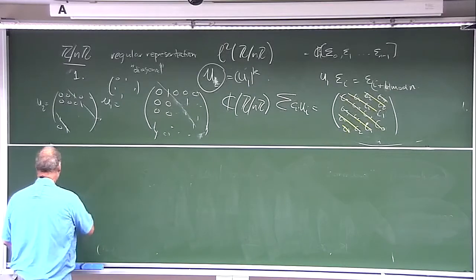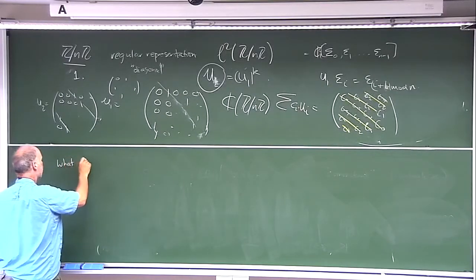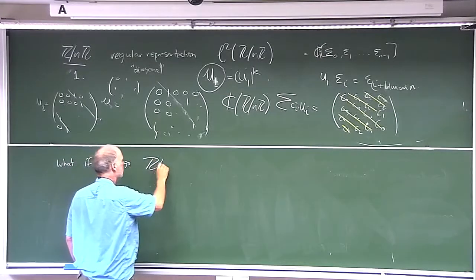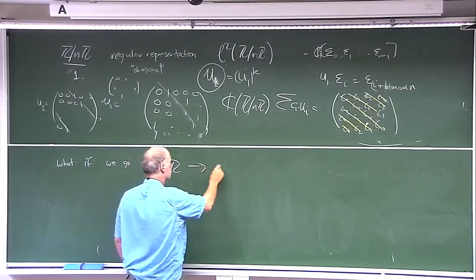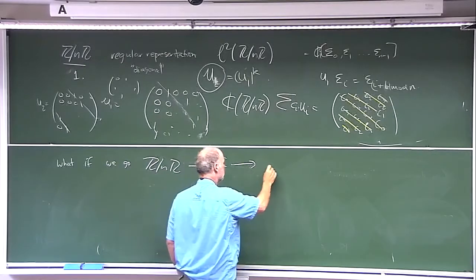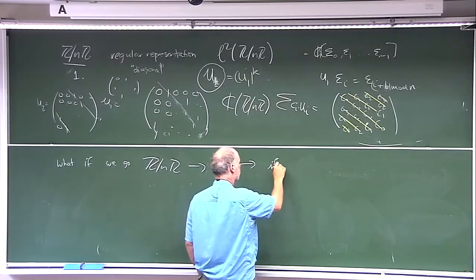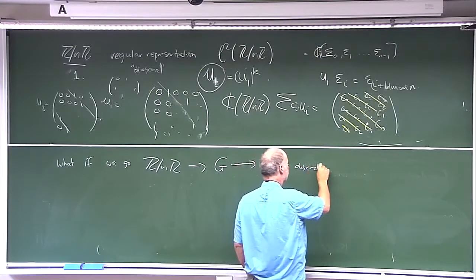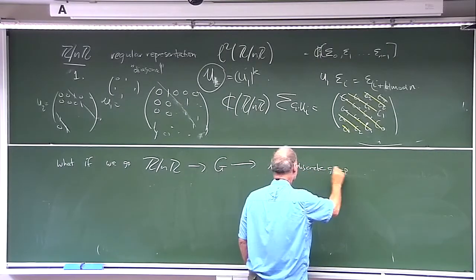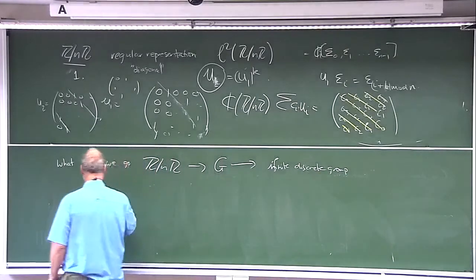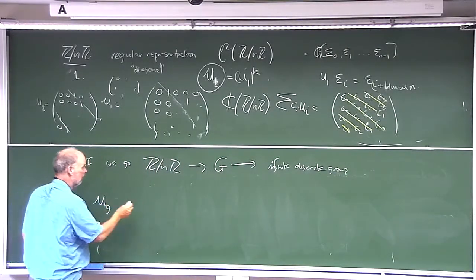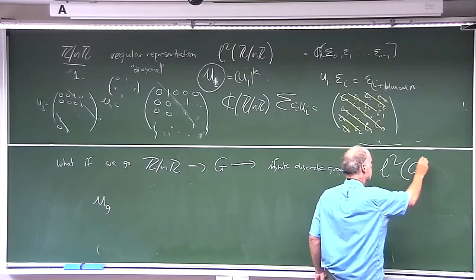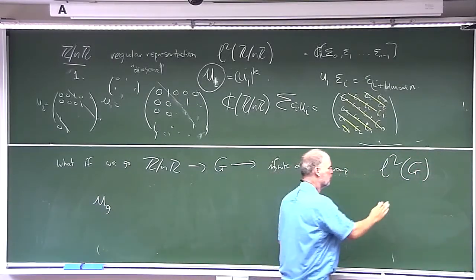So, what if we go? We've started with Z mod nZ, where we understand absolutely everything, to G, some arbitrary finite group, and now to some infinite discrete group. Well, once again, we're looking at U of G on the Hilbert space L2 of G. Since it's infinite, let's call it gamma.